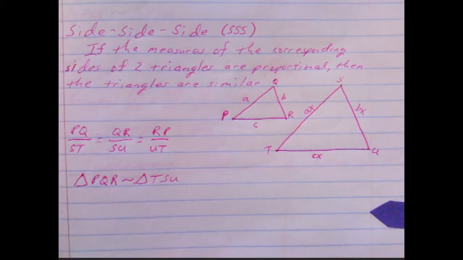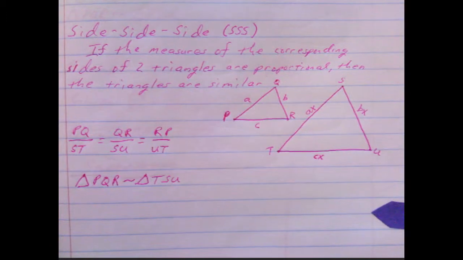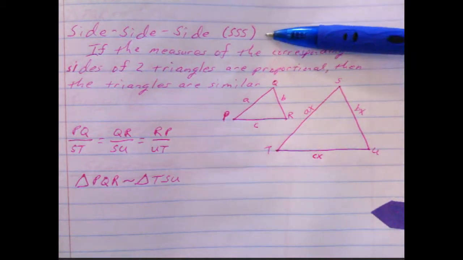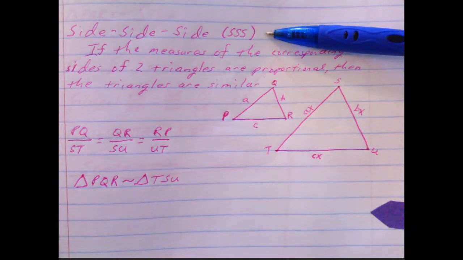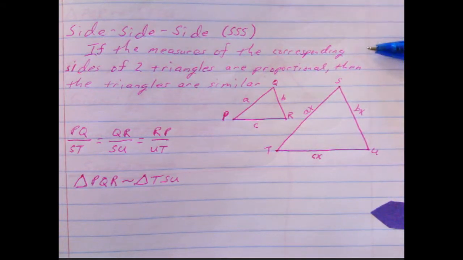So next is side, side, side. That is notated by SSS, and yes, we did have a side, side, side that was a congruency statement. However, this one is for similarity, and it looks a little bit different. For this one, if the measures of the corresponding sides of two triangles are proportional, they're not congruent anymore, they are proportional, then those two triangles are similar.